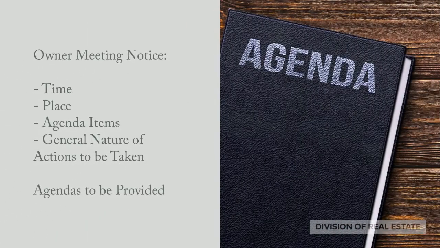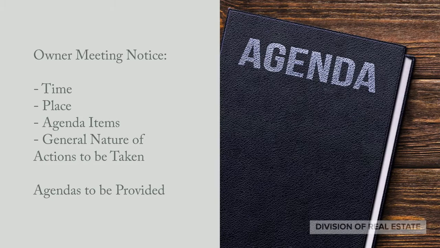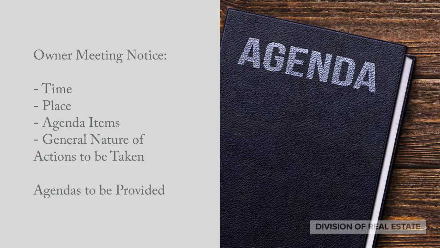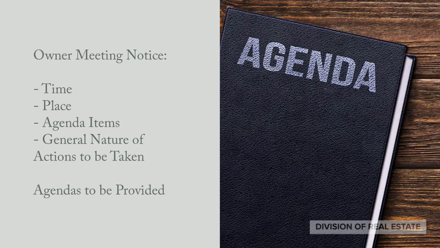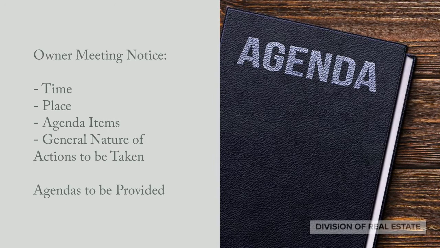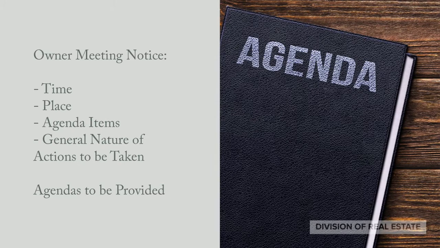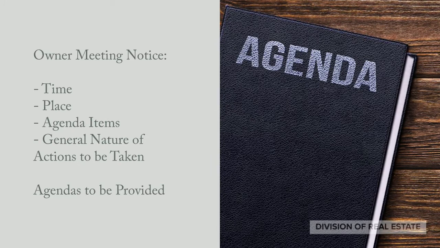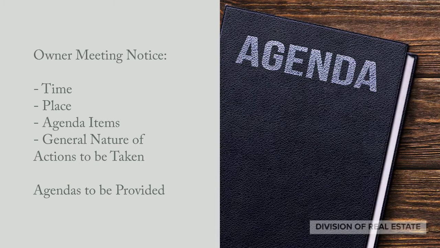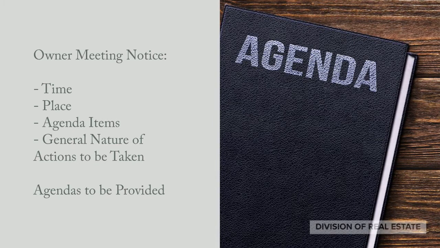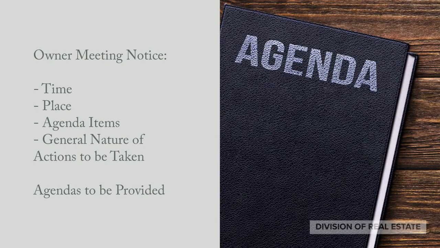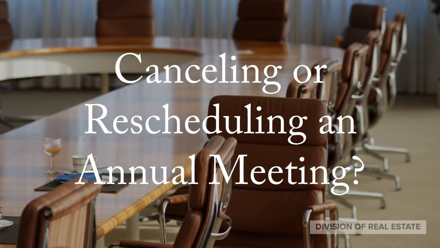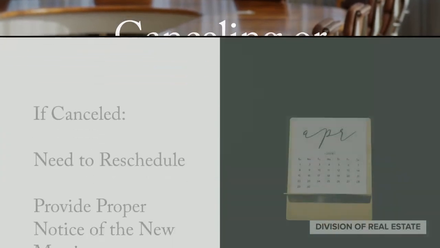The notice shall state the time and place of the meeting and the items on the agenda, including the general nature of any proposed amendment to the declaration or bylaws, any budget changes, and any proposal to remove a member or officer of the executive board. The law requires that agendas for owners' meetings be provided to and be made available for examination by the unit owners.